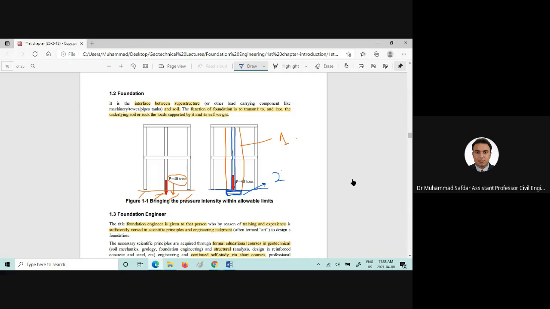Now the engineer is a person who saves time and who saves money.